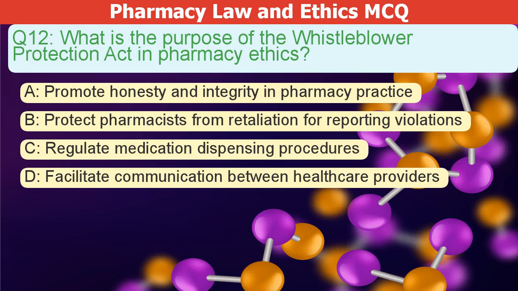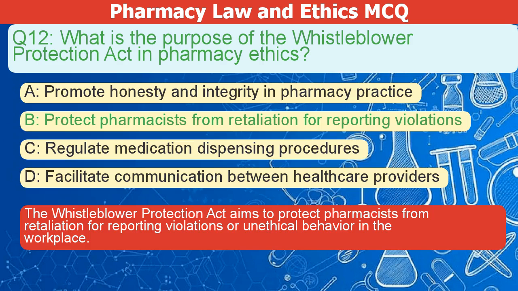What is the purpose of the Whistleblower Protection Act in pharmacy ethics? A. Promote honesty and integrity in pharmacy practice. B. Protect pharmacists from retaliation for reporting violations. C. Regulate medication dispensing procedures. D. Facilitate communication between healthcare providers. The correct answer is B. The Whistleblower Protection Act aims to protect pharmacists from retaliation for reporting violations or unethical behavior in the workplace.